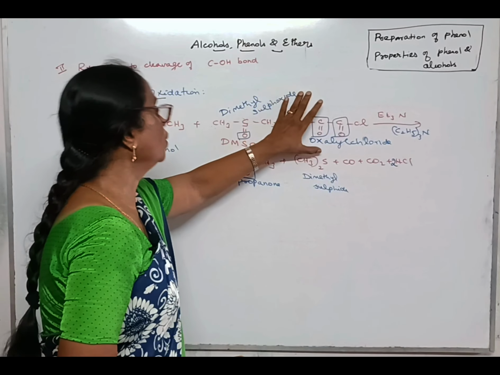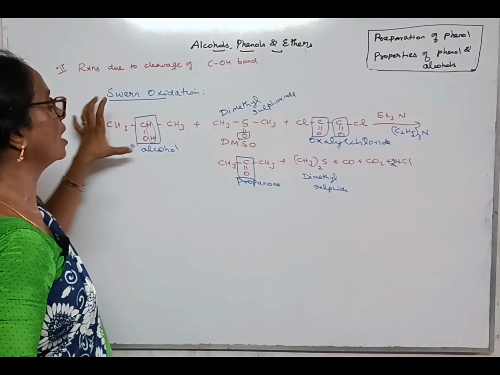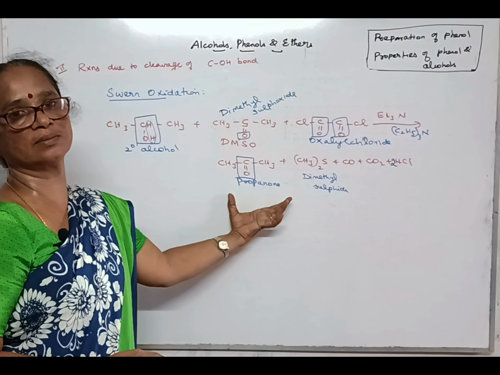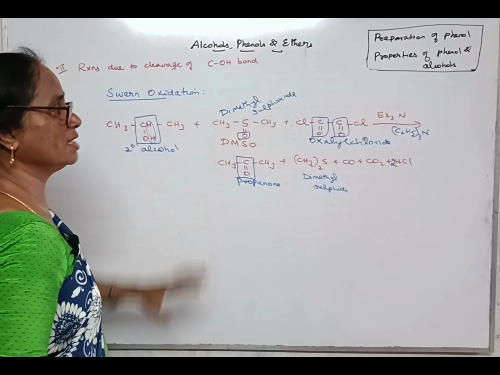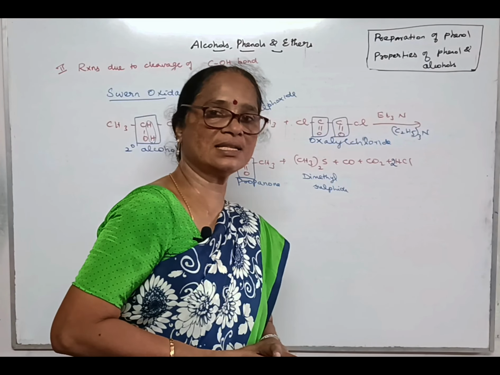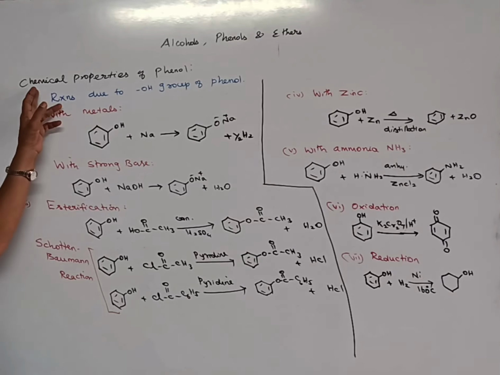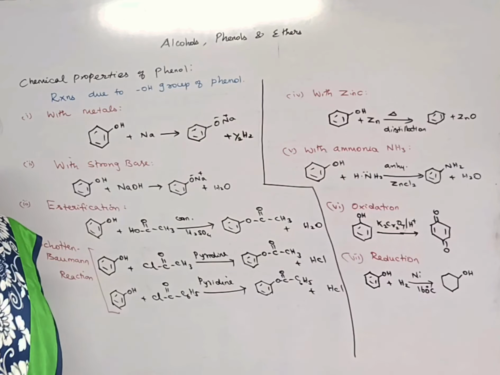When this is used for the oxidation of alcohol, we will get their respective carbonyl compounds. That's all the properties of alcohol. Next, let us see the properties of phenols, the chemical properties of phenol.